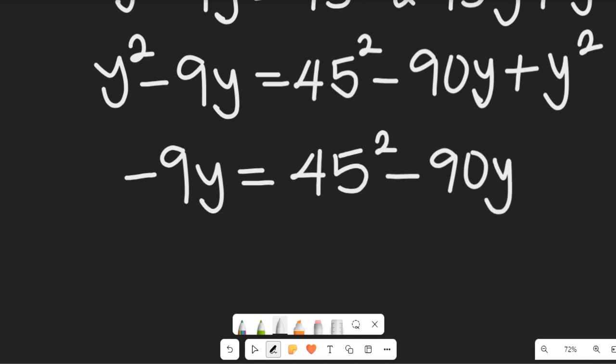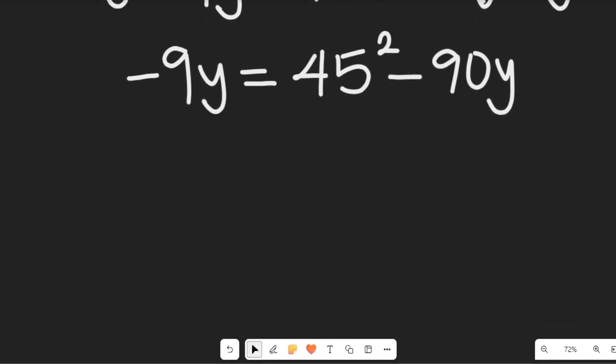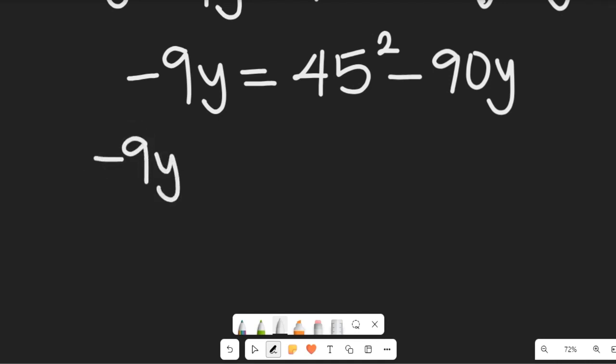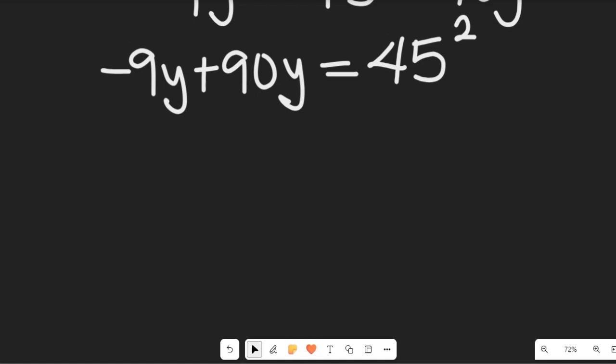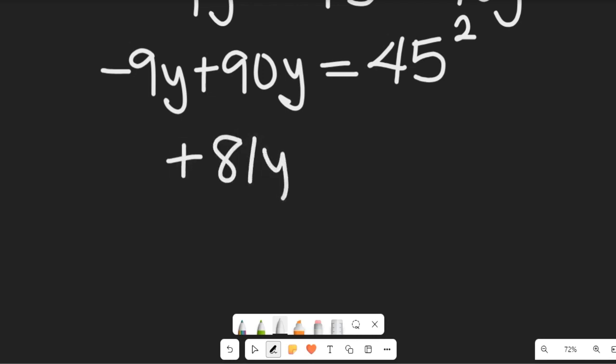So from here we can remove the minus 9y by adding 90y to both sides. It's more of collecting like terms. 90y minus 9y will be equal to 45 squared. So what do we have here? This is going to give us positive 81y, and that will be equal to 45 squared, which is 45 multiplied by 45, right?